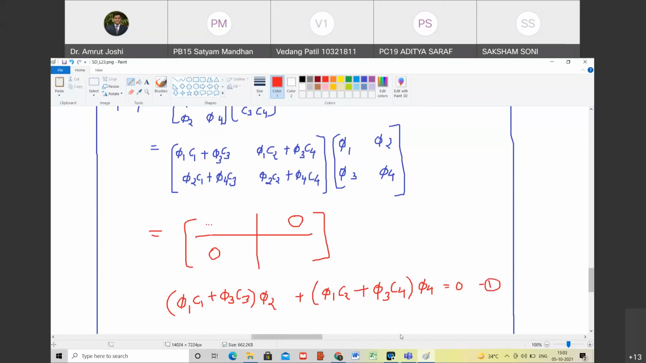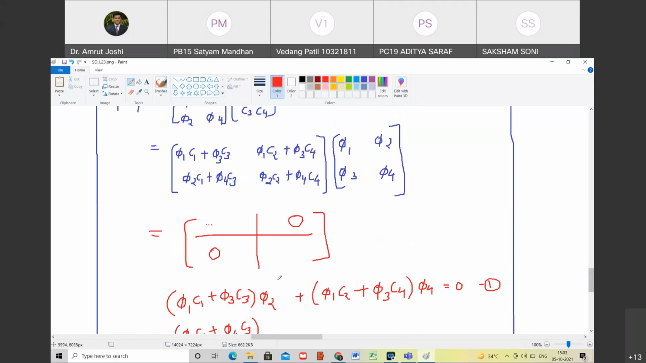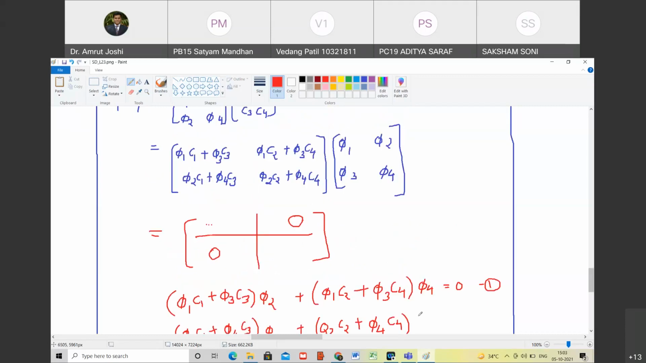Do you agree with me? And what is the second equation? We have to write down this element, second row and first column. So phi 2 C1 plus phi 4 C3 into phi 1, plus phi 2 C2 plus phi 4 C4 into phi 3. This must be equal to 0. This is the second equation that we have. Do you agree with me?